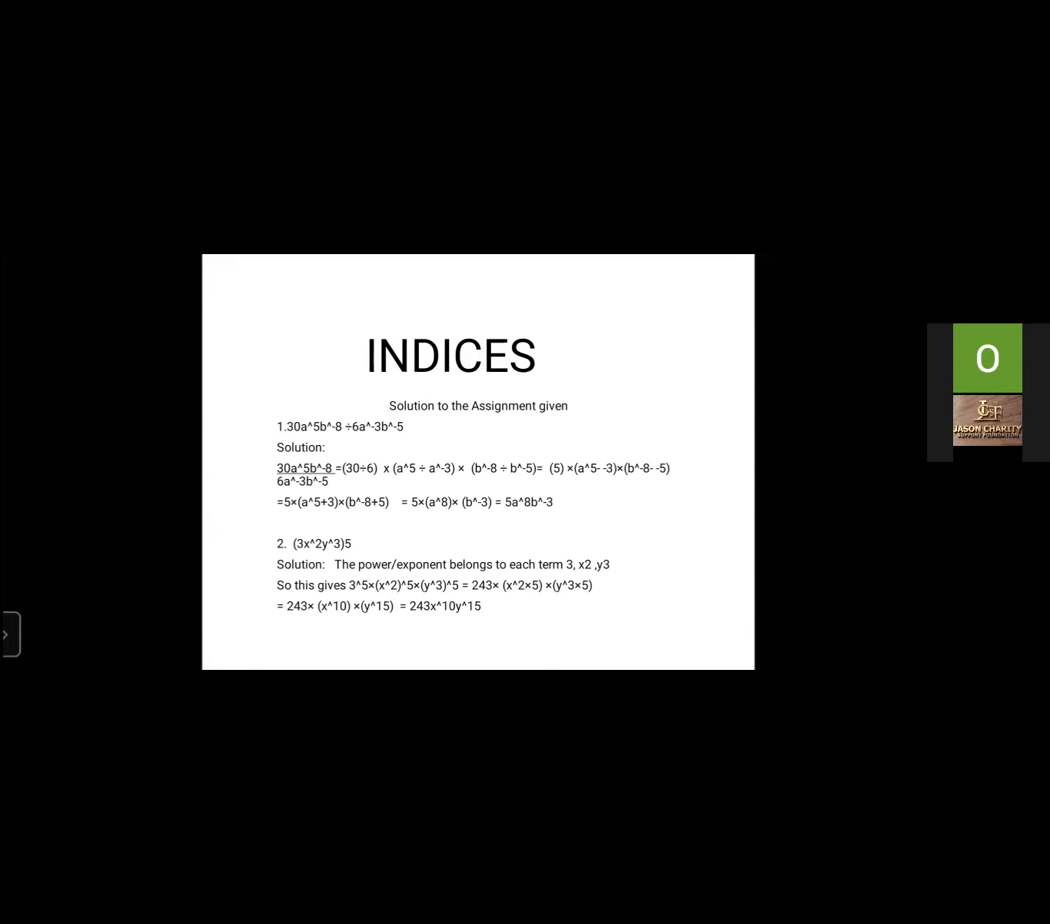And then times a raised to power 5 divided by a raised to power minus 3. Applying indices rule to that term, a raised to power 5 divided by a raised to power minus 3. Applying the rule of indices where our division sign changes to minus. That gives us a raised to power 5 minus minus 3. Do you understand that?